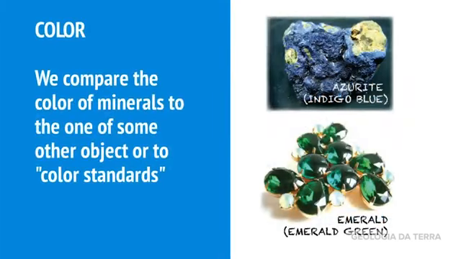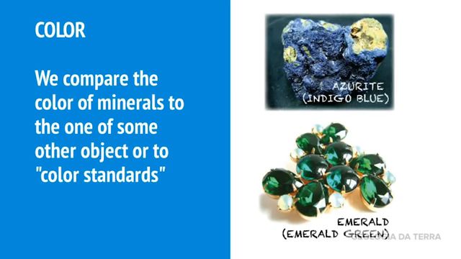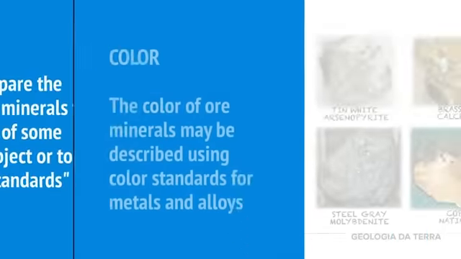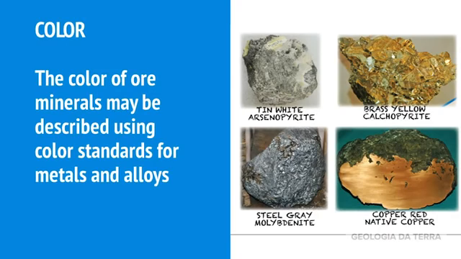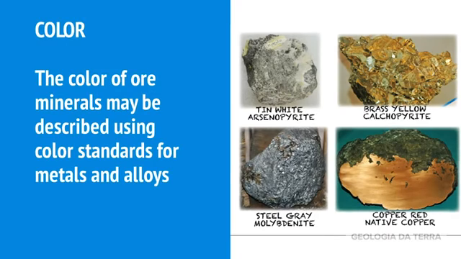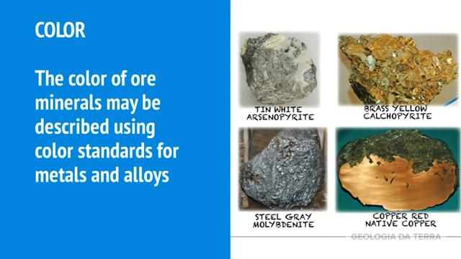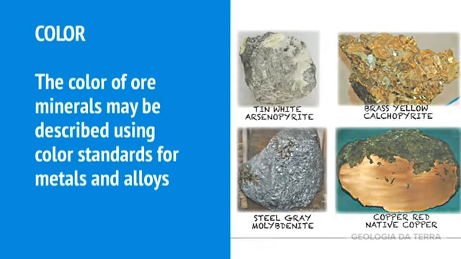To evaluate the colors of minerals, sometimes we compare their color to some commonly known object or substance, like indigo blue, apple green, lemon yellow, and blood red, or to mineral color standards, such as vermilion red and emerald green. Some color standards for metals and alloys are used to describe the color of ore minerals, like tin white for arsenopyrite, steel gray for molybdenite, brass yellow for chalcopyrite, and copper red for native copper.